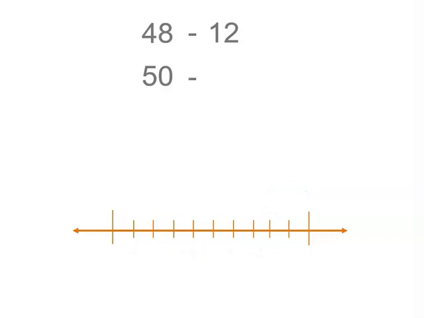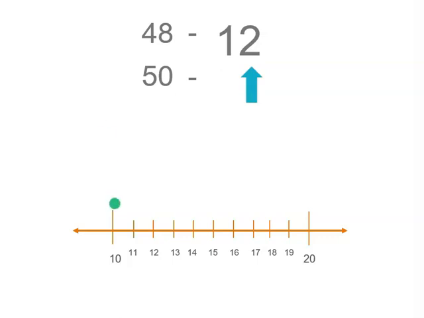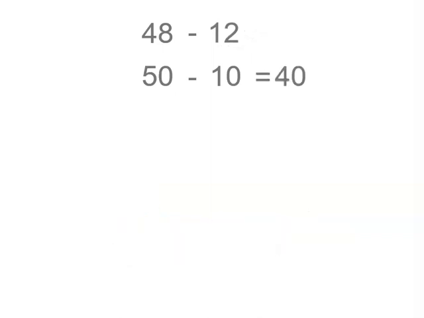What about 12? Well, the endpoints are different this time. 12 could be rounded down to 10 or up to 20. So we've got 10 and 20 as our endpoints, and 12 is 10 and 2 more. So 12 is there, and that's closer to the lower 10. So that's 10. And now we can estimate that the answer should be around about 40.